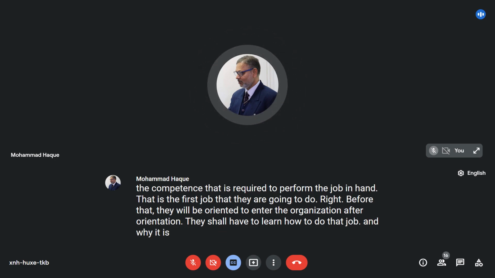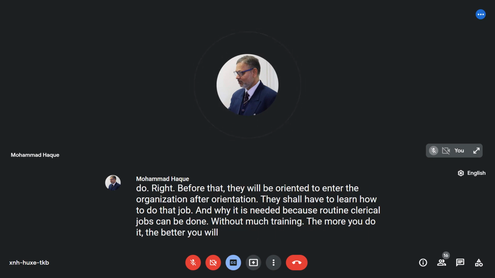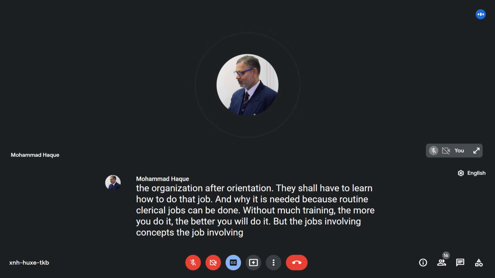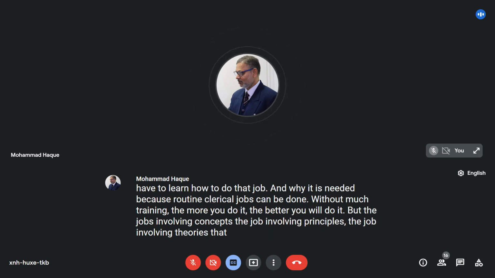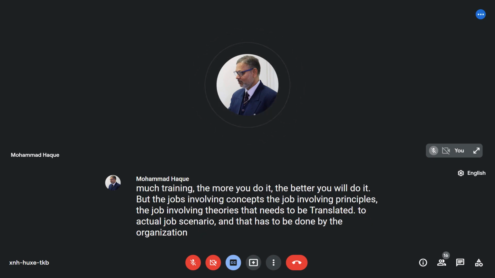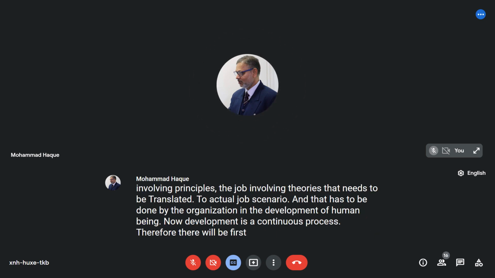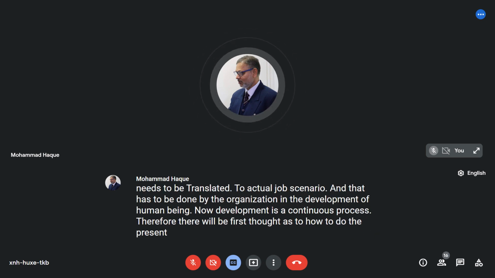And why is it needed? Because routine clerical jobs can be done without much training. The more you do it, the better you will do it. But the jobs involving concepts, principles, and theories need to be translated to an actual job scenario, and that has to be done by the organization in the development of the human being. Now, development is a continuous process. Therefore, they will first be taught how to do the present job well. Then they will be taught how to do the future job well.